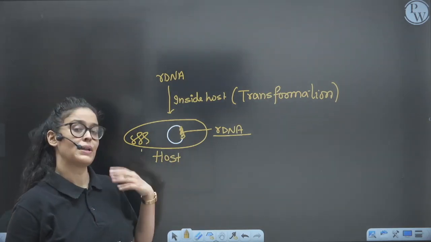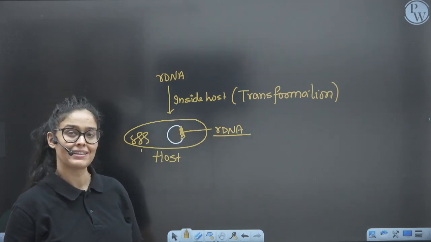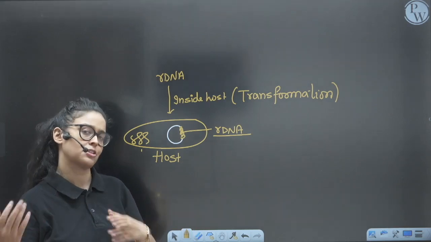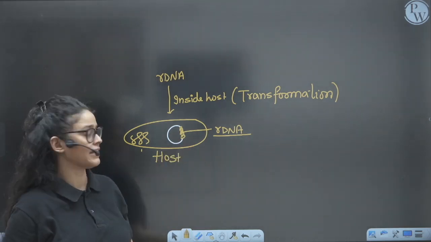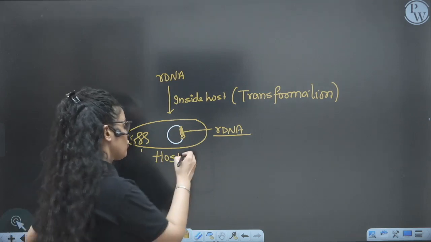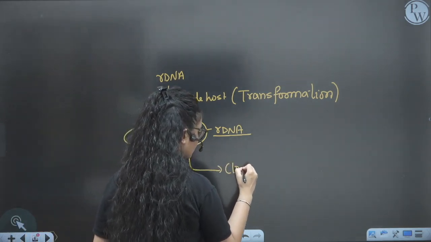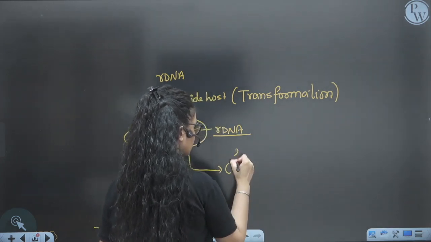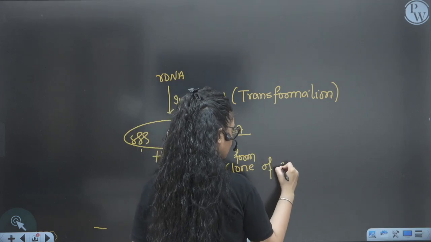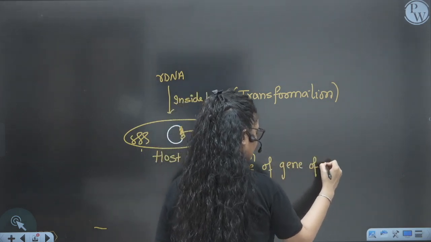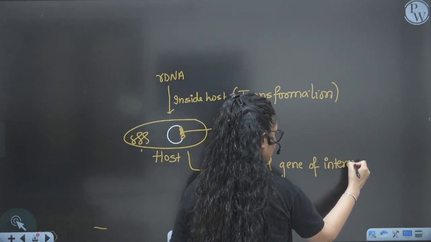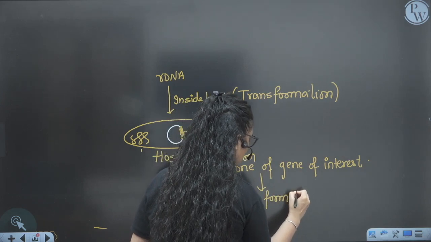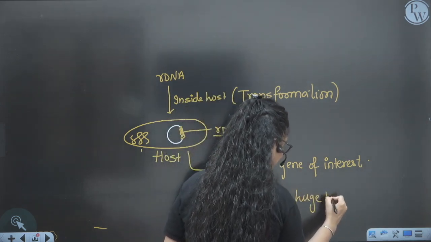Now this host will replicate, and at the same time our gene of interest will also replicate and form the product. After replication, transcription, translation will happen inside the host of this gene, and it will form the product, right? So finally we will form the clone, right? So we'll form the clone means copy. We will form the clone of gene of interest. And then this will undergo replication, transcription and translation to form product, to form huge product, so that we can sell it in the market, right?